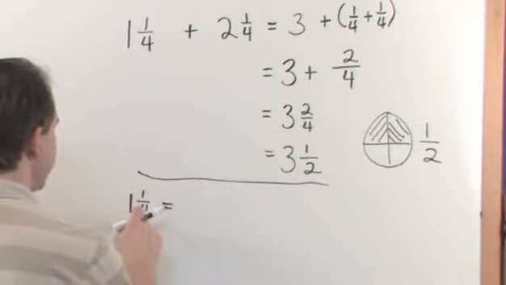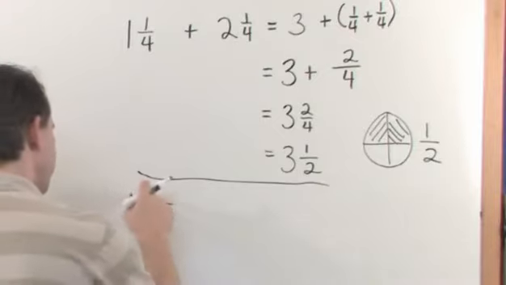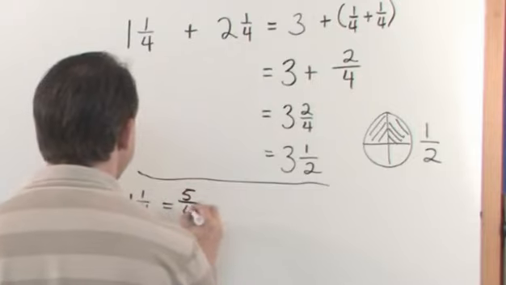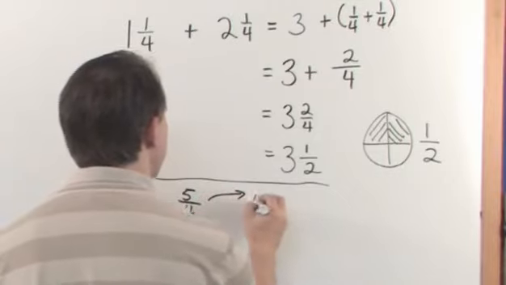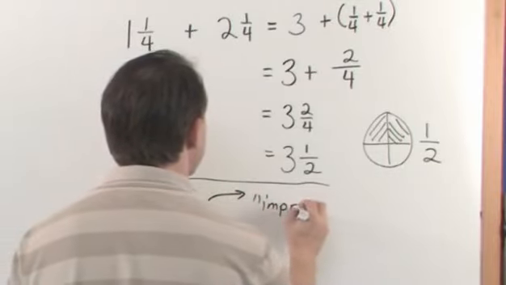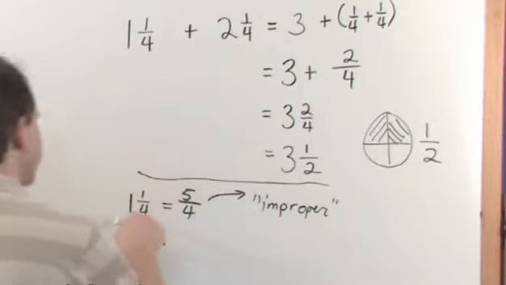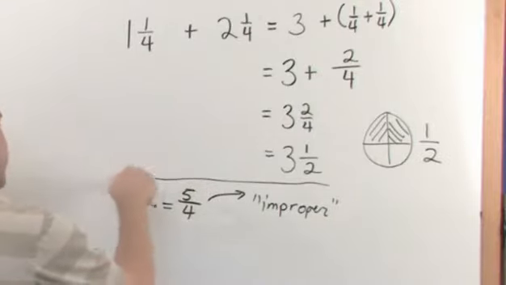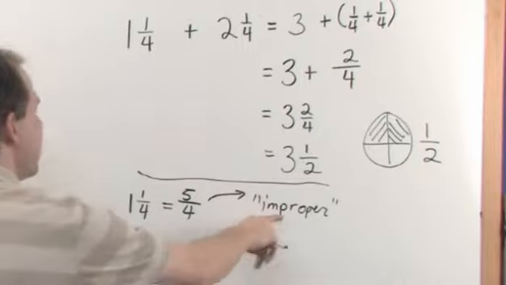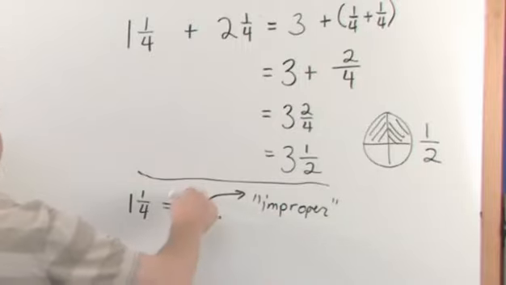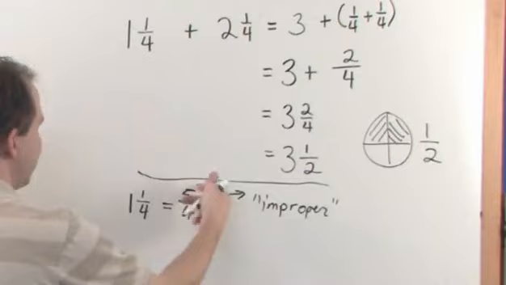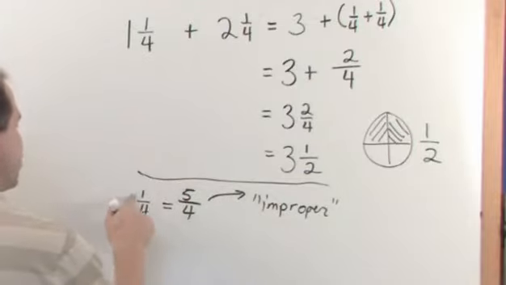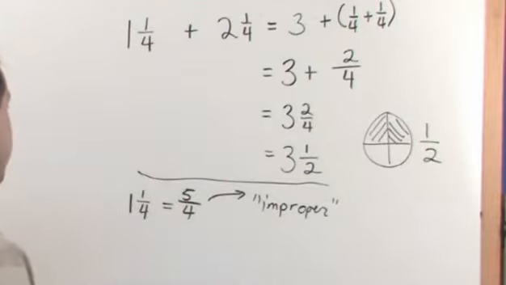And the way you do this is you go 4 times 1 is 4, plus 1 is 5, and you keep the 4 on the bottom. So we converted this to what we're calling an improper fraction. Improper, okay? 4 times 1 is 4, plus 1 is 5, 5/4. Improper is written this way because the top number is bigger than the bottom, and that's why they call it improper. The math guys call it improper. It doesn't really matter what you call it. It's a fraction just the same as any other fraction. It's converting this mixed fraction into an improper fraction.